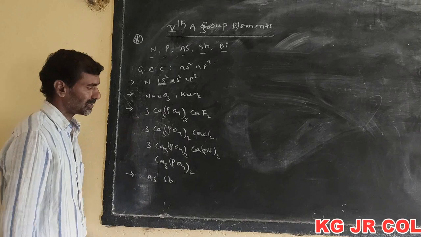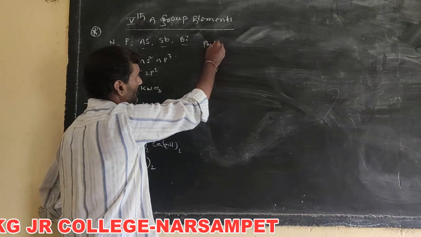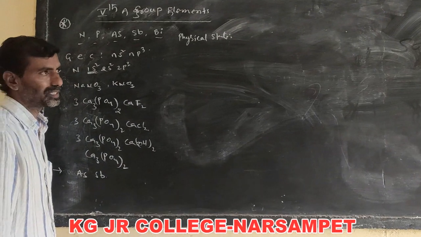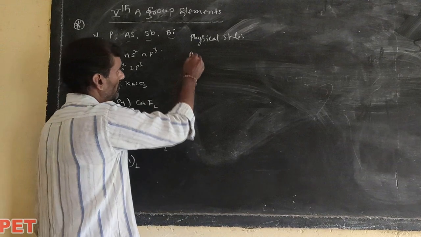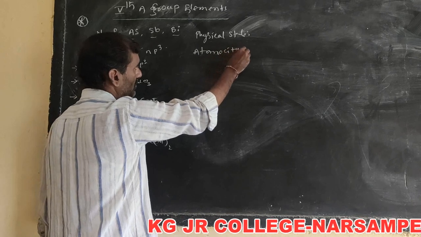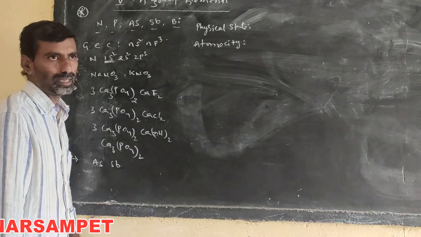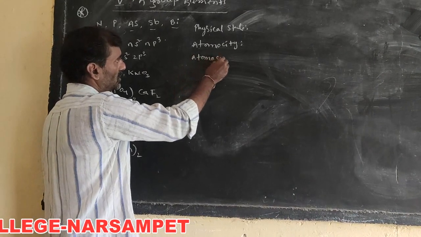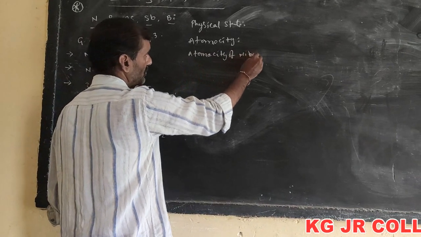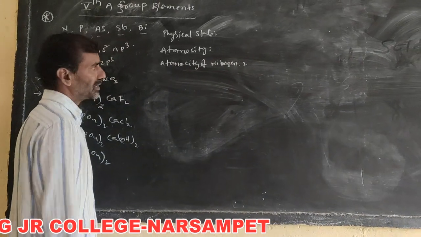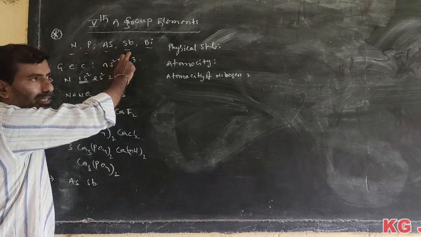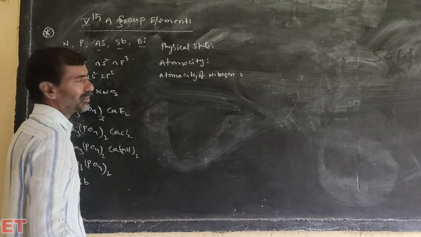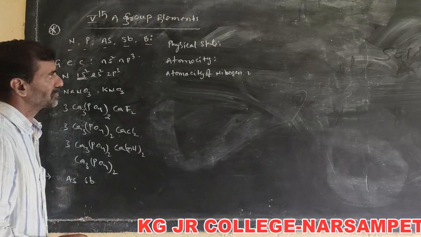Next, general characteristics. Physical state: at room temperature, nitrogen is a gas, the remaining are solids. Atomicity: the number of atoms present in a given molecule is called atomicity. Atomicity of nitrogen is 2. Phosphorus, arsenic, antimony are tetraatomic. Bismuth is monoatomic. This is about atomicity.